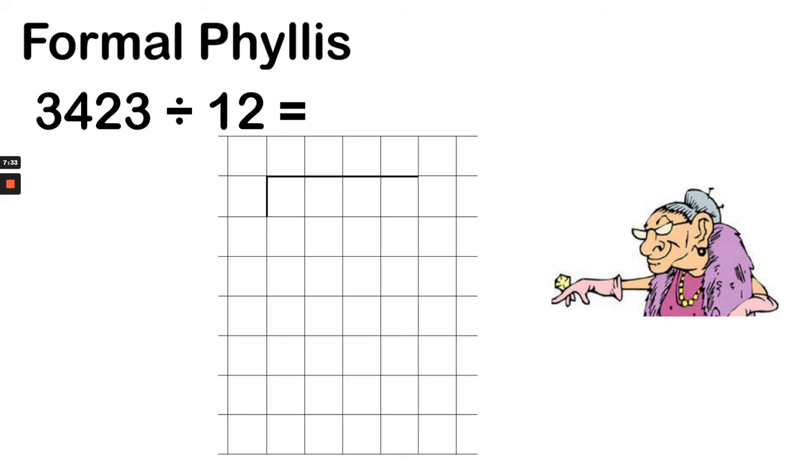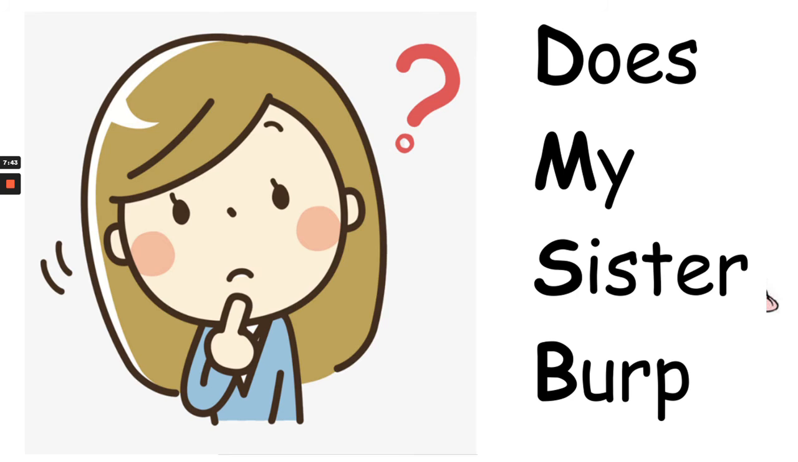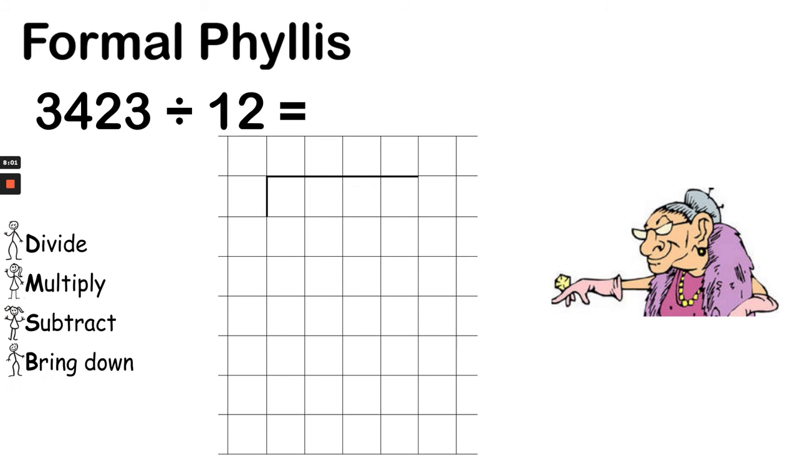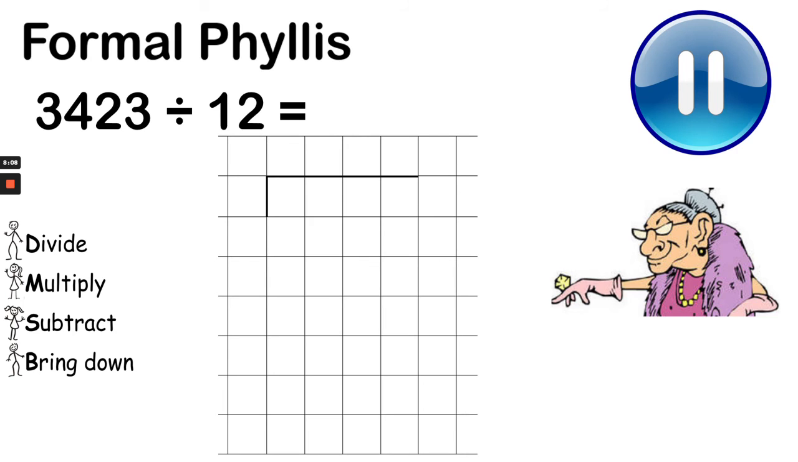All right, moving on to formal Phyllis. Using the formal method for long division to solve 3,423 divided by 12. And as always, we need to really think about this very, very important question. Does my sister burp? Does my sister burp? Helps us to remember the order to do long division. Dad, mum, sister, brother. They help us remember the order to do long division. Divide, multiply, subtract, bring down. We keep doing this process for long division. Pause the video, have a go.